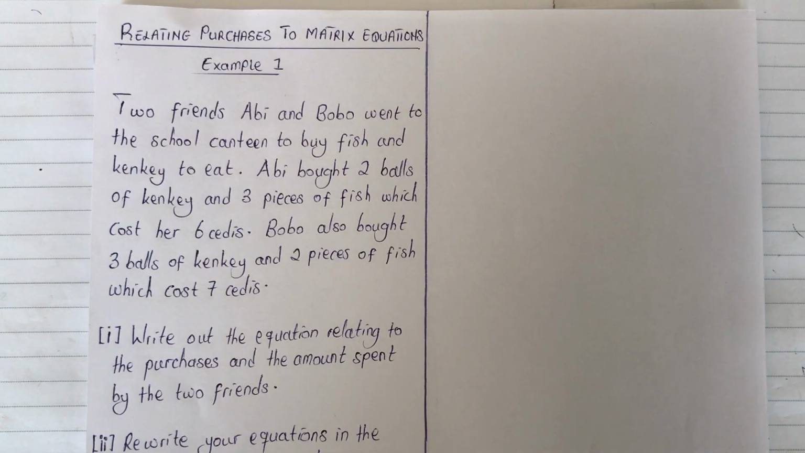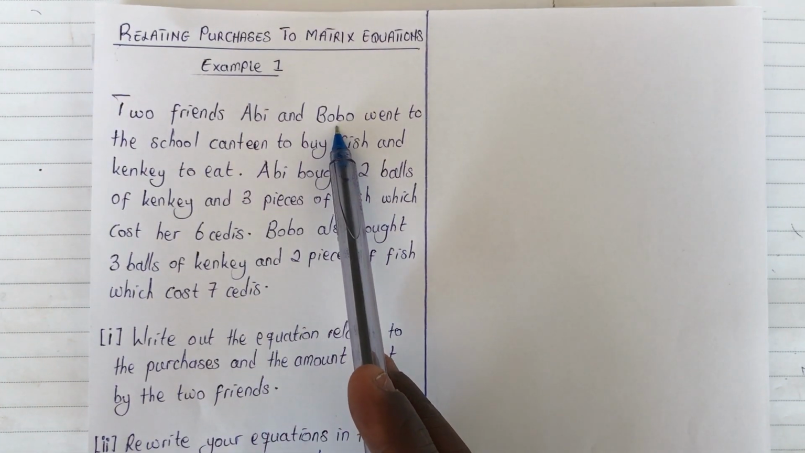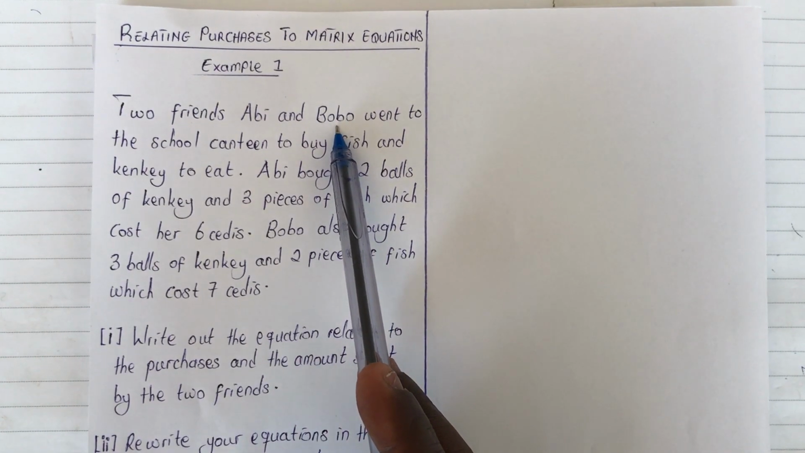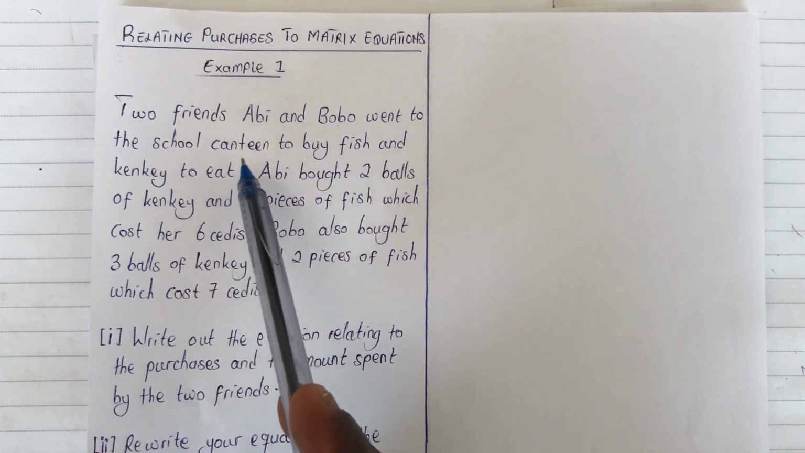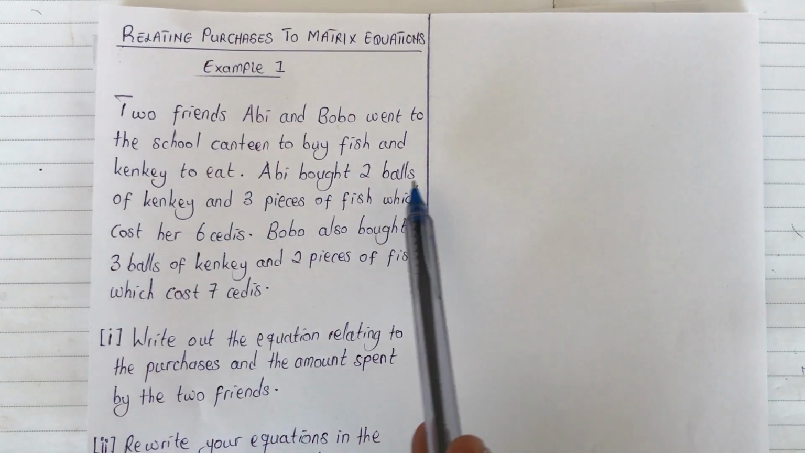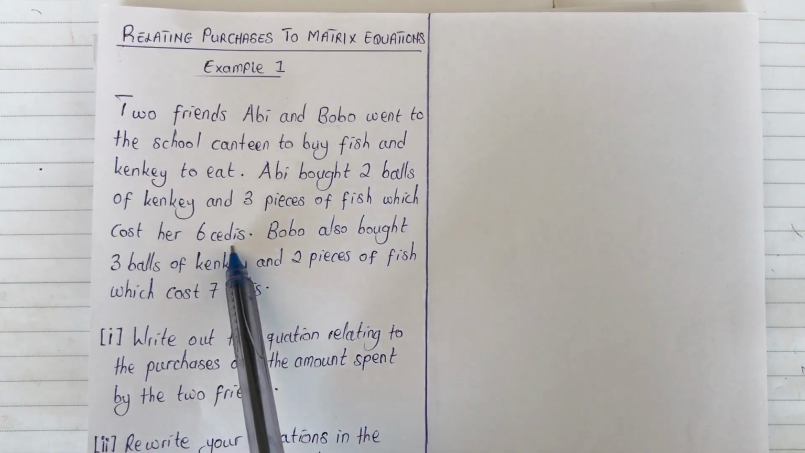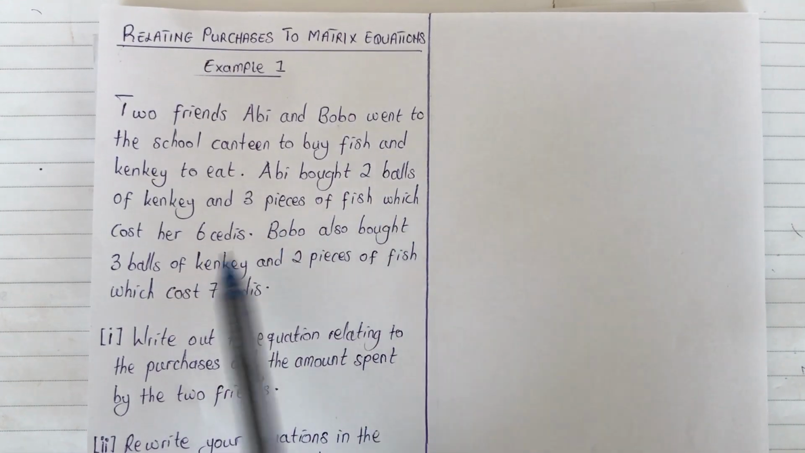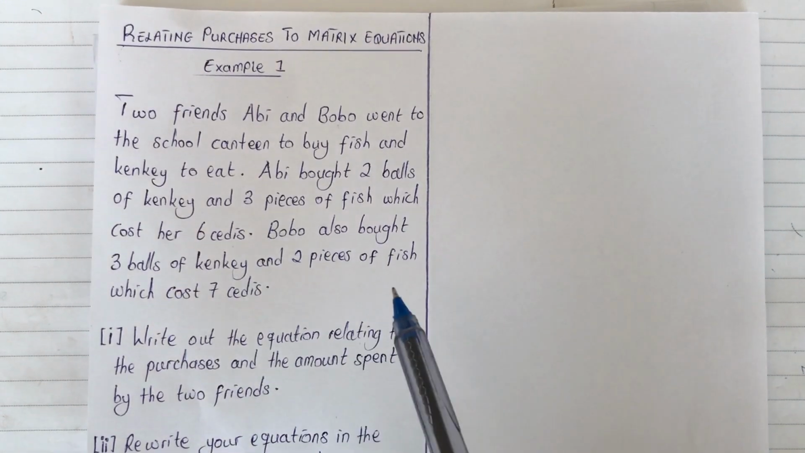So now let's see what we have today. So this question is saying two friends, Abby and Bobo, whatever you want to call it, you can use that one too. So Abby and Bobo went to the school canteen to buy fish and kenkey to eat. Abby bought 2 balls of kenkey and 3 pieces of fish, which cost her 6 cedis. Bobo also bought 3 balls of kenkey and 2 pieces of fish, which cost 7 cedis.